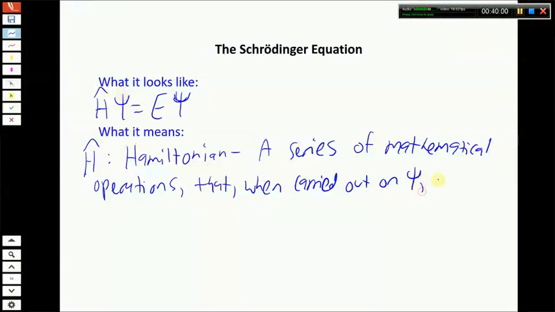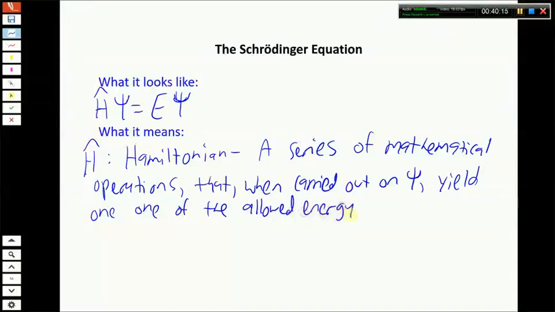But when you apply the Hamiltonian to psi, you get what's called an eigenvalue, which is one of the allowed energy states, which is given by E in this equation. E still means energy here. So the idea is that just like in the hydrogen atom, the energy levels are quantized, not continuous. You only have discrete allowed values for energy, and this much more complicated equation will allow you to extract what those energy levels are.